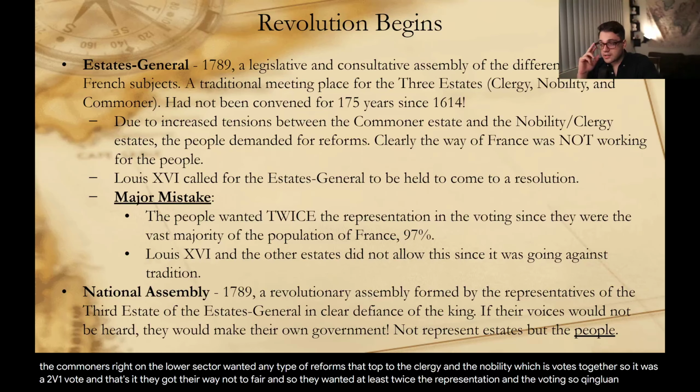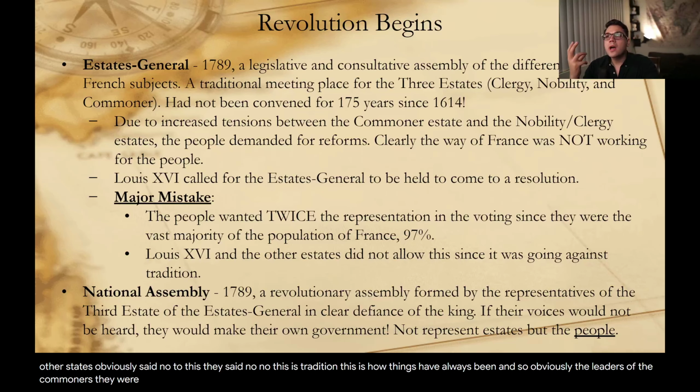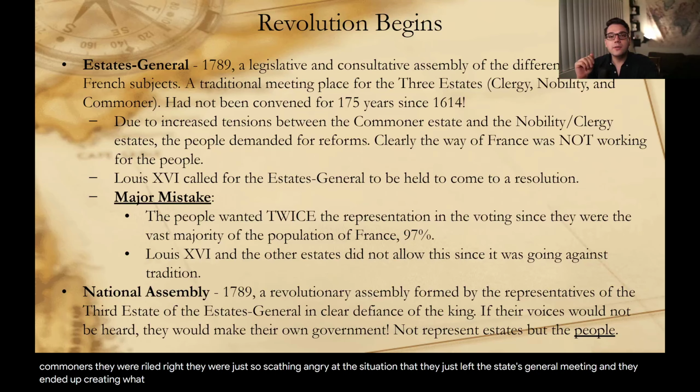So King Louis and the other estates obviously said no to this. They said, no, this is tradition. This is how things have always been. And so obviously the leaders of the commoners were riled. They were so scathingly angry at the situation that they just left the Estates General meeting. And they ended up creating what was called the National Assembly, the first democratic represented assembly.